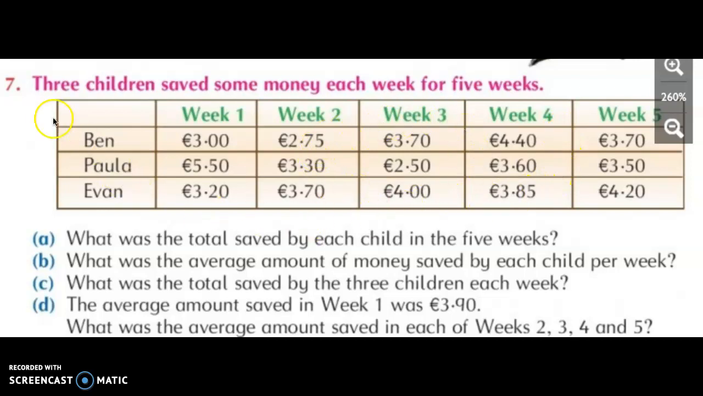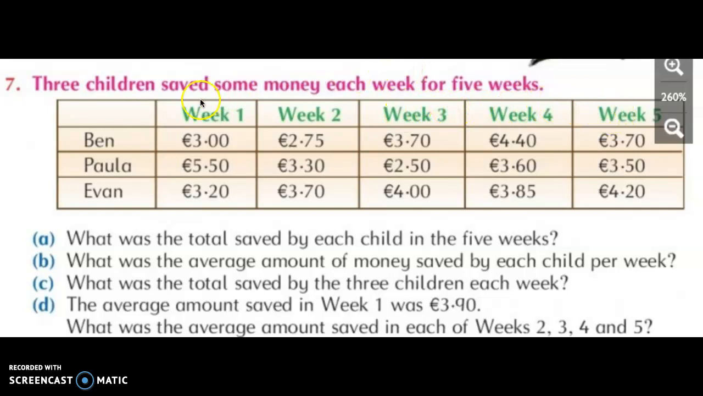Okay? Now, the box says 3 children save some money each week for 5 weeks. Okay? So we have Ben, Paula and Evan on the top of week 1, week 2, week 3, week 4 and week 5.